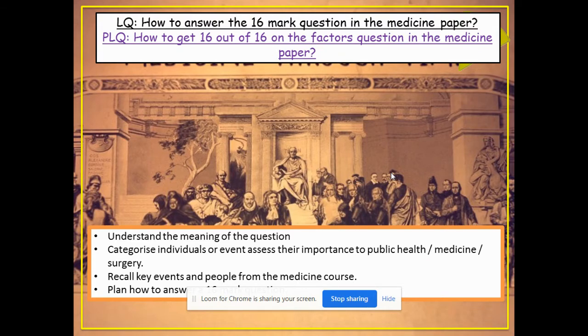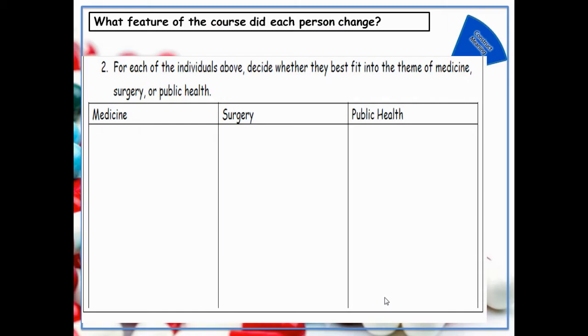So in this session, hopefully you've got a good understanding of the meaning of the question now. Following that, we're going to have a look at the individuals or events that are important to the course, and we're going to categorize them. So we're going to think about whether they're examples of medicine, public health, or surgery. Then we're going to recall some of those key events. I'm going to talk to you about them in a bit more detail, and then just very, very briefly this time, because it is a longer homework, I will go over some of the details on the 16-mark question.